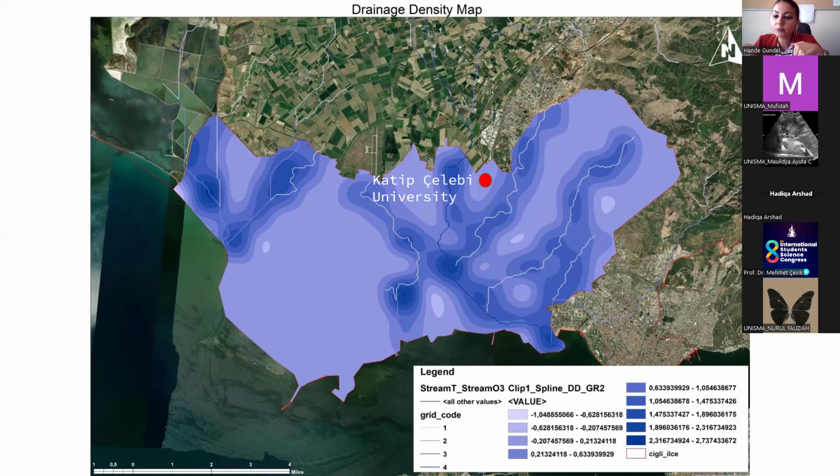With this analysis, the points where the water accumulated the most and the least were determined. In this area, the accumulation level is very high, and the campus has a middle level of drainage density.